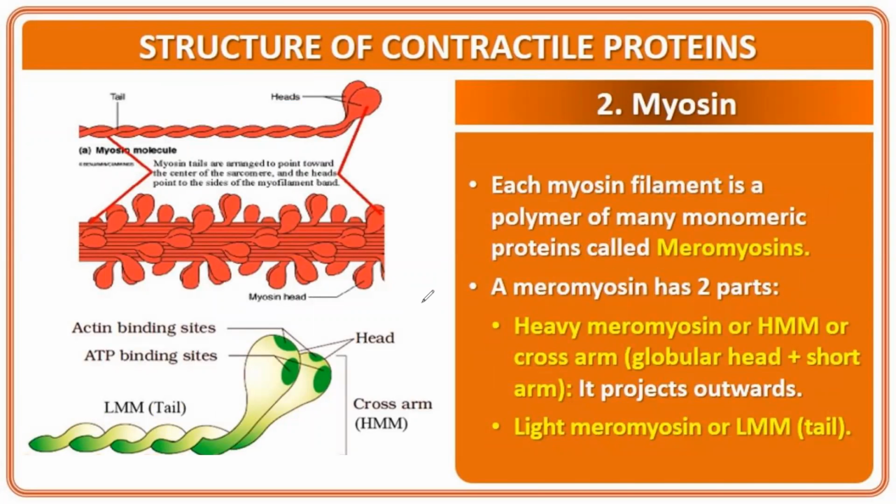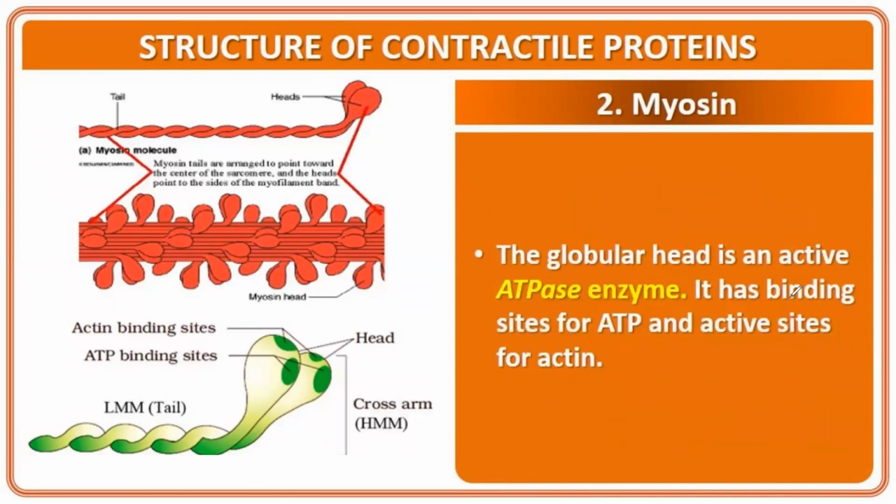Now let's learn the structure of myosin. Each myosin filament is a polymer of many monomeric proteins which are known as meromyosins. A meromyosin has two parts: heavy meromyosin, which is HMM, or the cross arm, which is a globular part, head plus the short arm, and it projects outwards. Whereas the other part is the LMM, which is the tail part, or the light meromyosin.